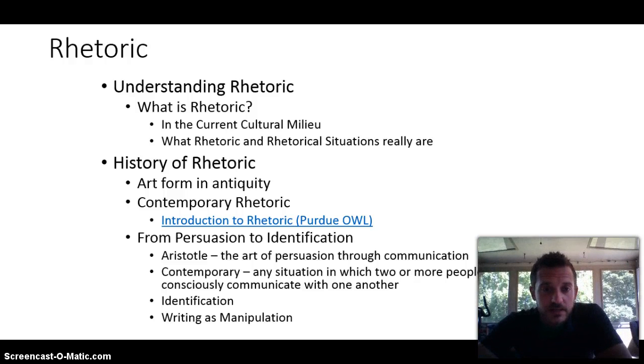So when we hear the word rhetoric, we often think of lying and associate it with politics. But rhetoric in the rhetorical situations is really an art form. In antiquity, it was started by Aristotle, and it's the art of persuasion through communication. So if you're writing an argumentative paper, you need to use rhetorical strategies to persuade your reader.